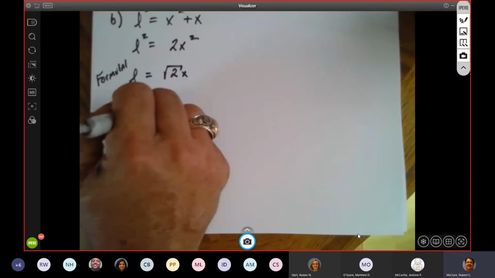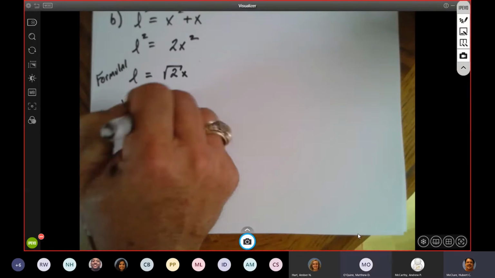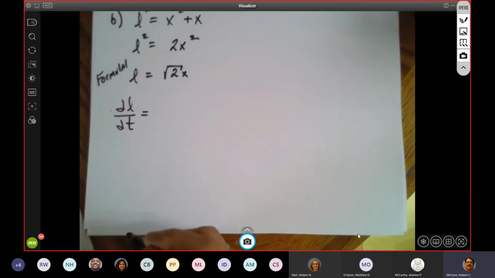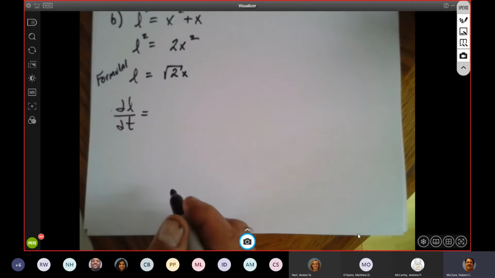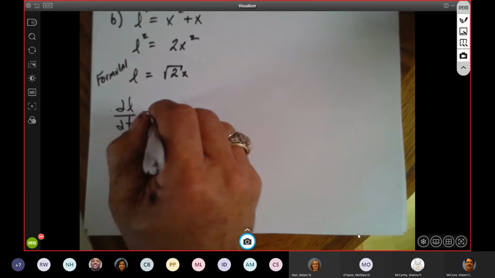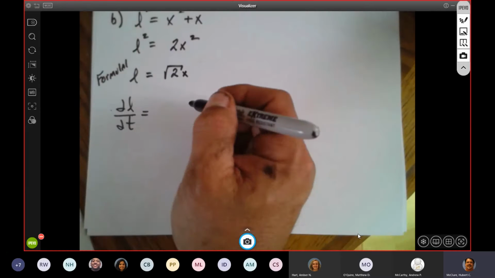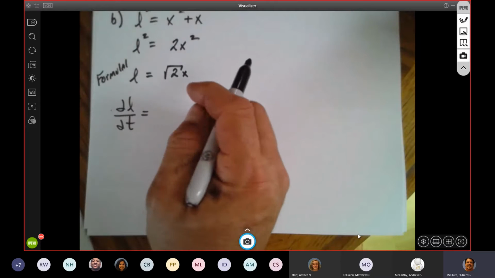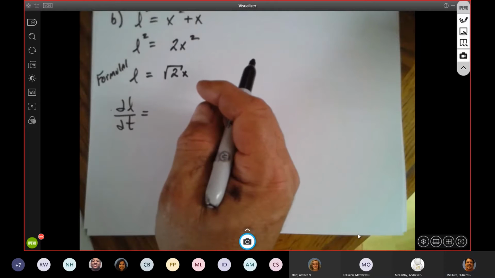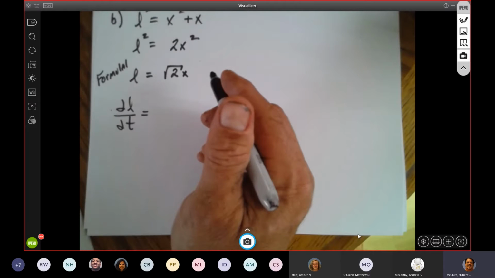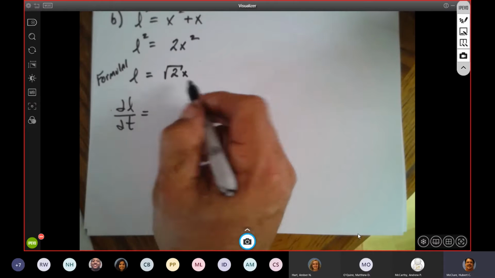dL/dt is equal to, the square root of 2 is a constant, so that's just like 4x. So what is the derivative of the square root of 2 times x? What's the derivative of 4x? 4.